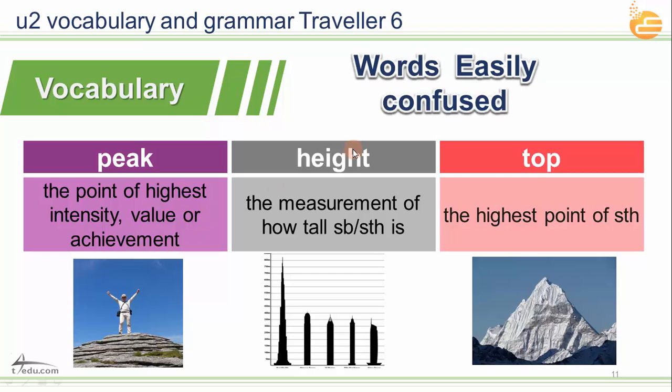And the height is about the measurement of how tall somebody or something is. So this is Burj Khalifa or the Khalifa Tower, which is the highest building or tower in the world. And the top is the highest point of something. That's the top of the earth, which is the top mountain or the highest point of the earth.